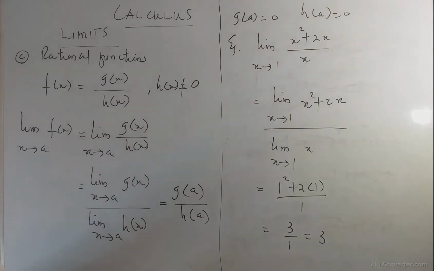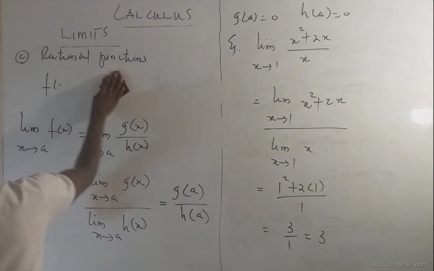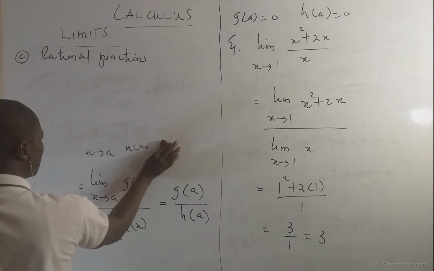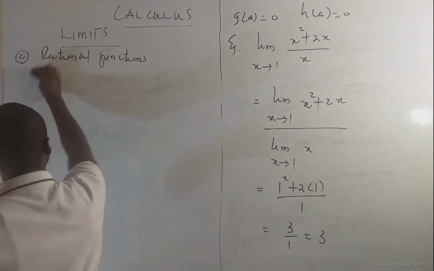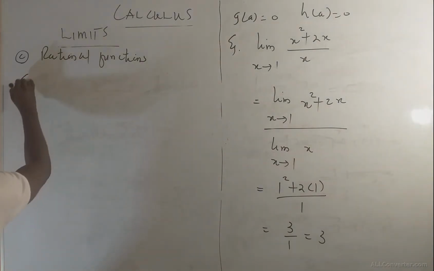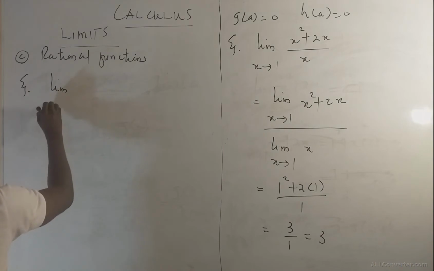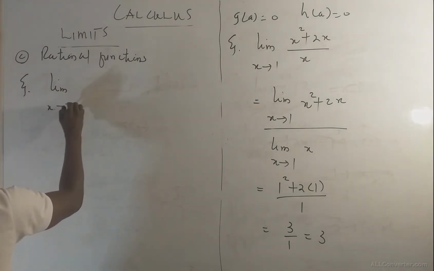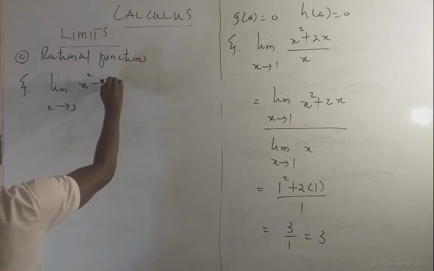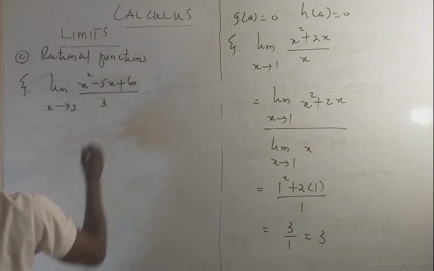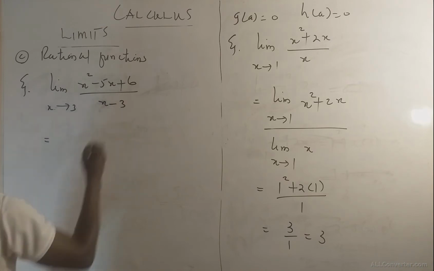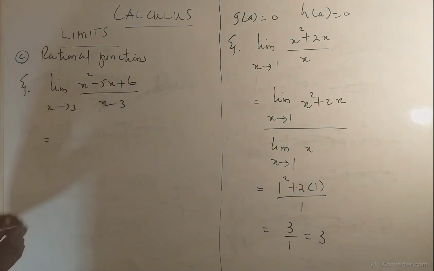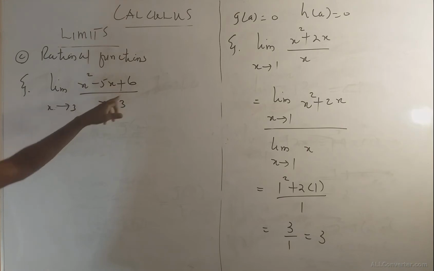Now let's take another example. We are now looking at the limit of a rational function. So for example, let's assume that we are given the limit as x approaches 3 of (x squared minus 5x plus 6) all divided by (x minus 3). Okay, let's take this example.